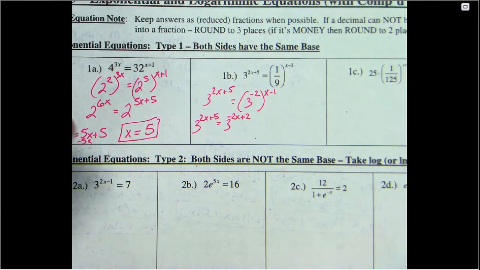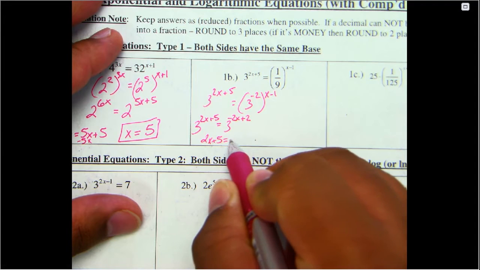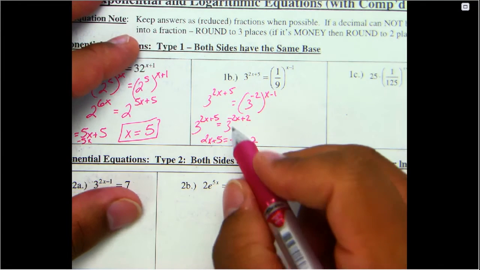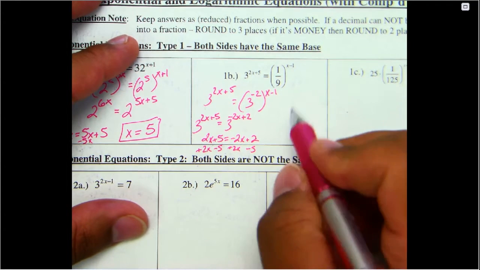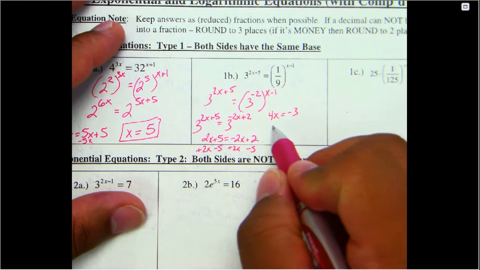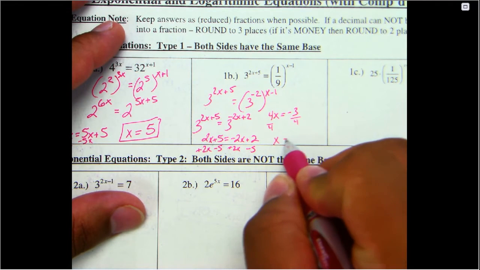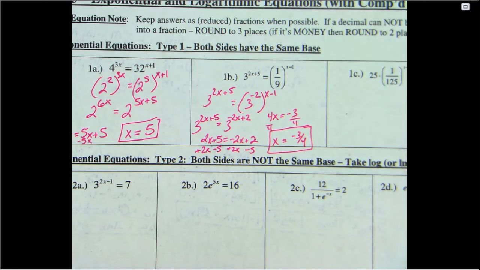So now that they have that common base, we can set those exponents equal to each other. We'll add 2x to both sides and subtract 5. And we have 4x equals negative 3. Divide by 4, and x equals negative 3/4. That's my answer. Any questions about that? This stuff is pretty easy until it gets out of being a like base. Then they can get weird.